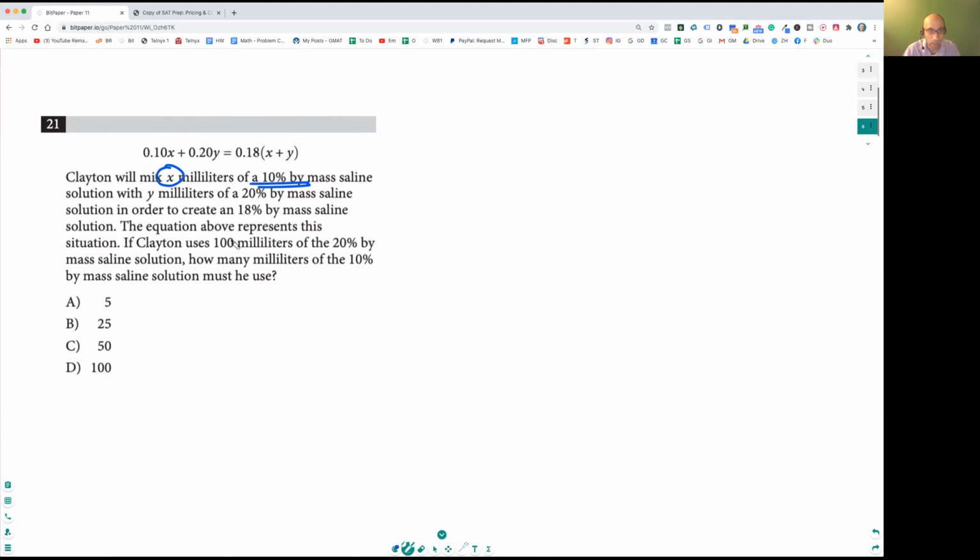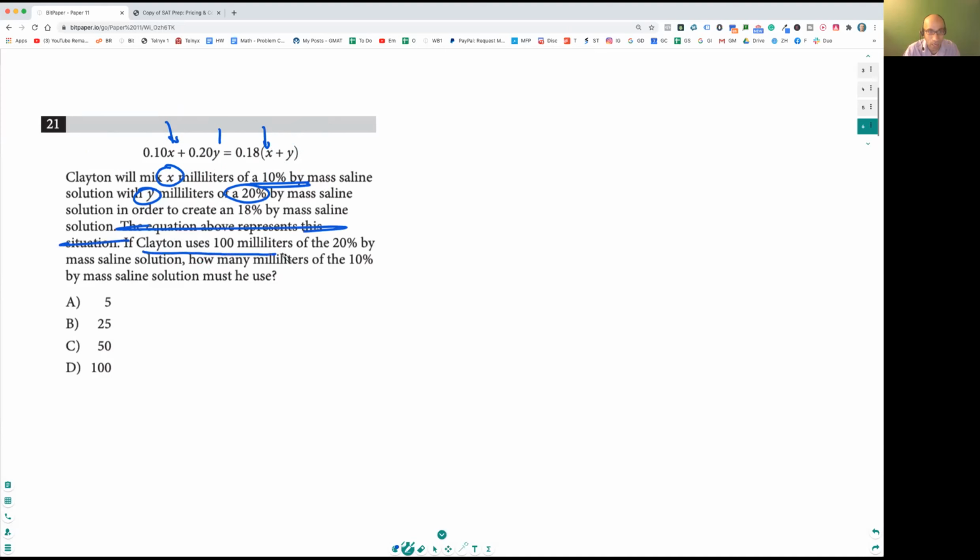So they're giving you Y milliliters of a 20% solution. All these X numbers are over here, they're 10%, and all these Y numbers are 20%. Okay, so now they're giving you, don't even worry about what this is.